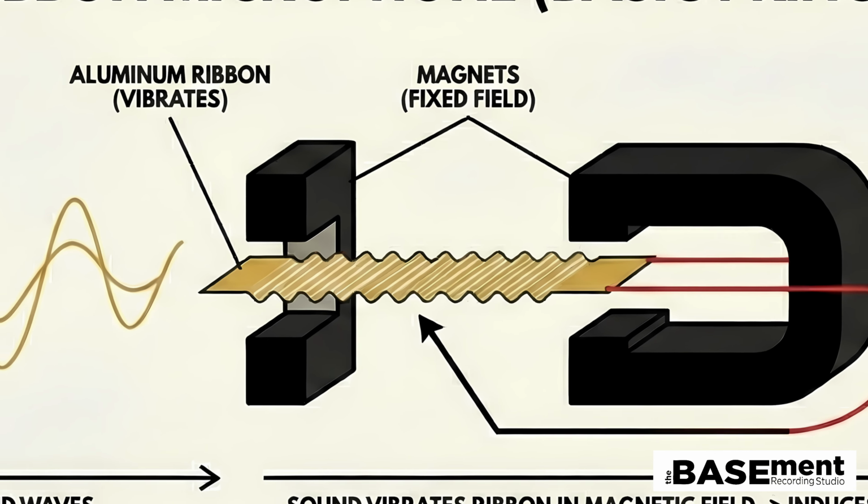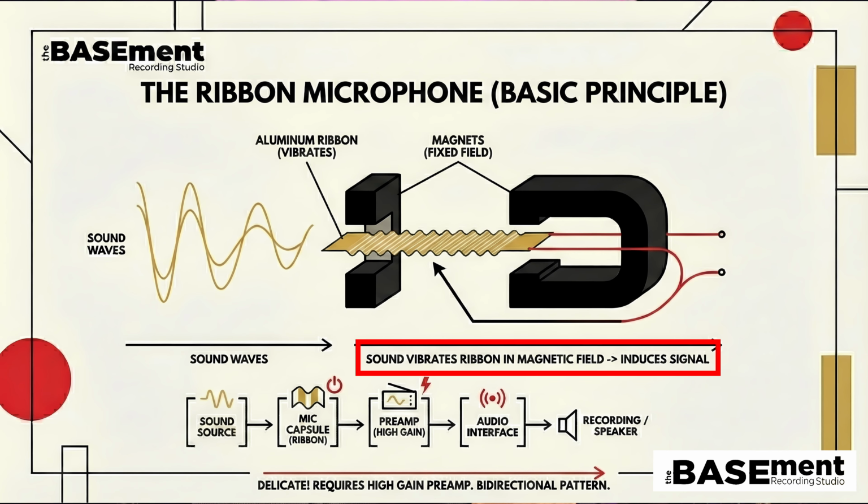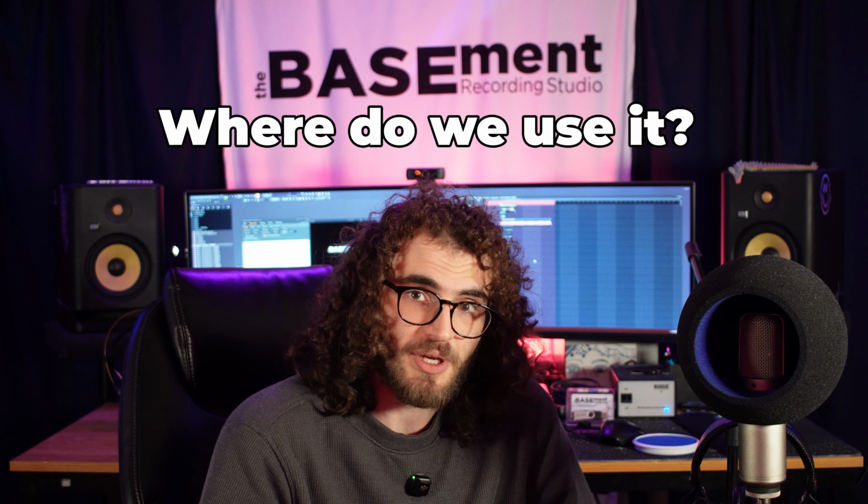And so as you speak, this magnetic field changes, and the changes in the magnetic field get turned into electrical energy, which gets turned into a wave, and waves are sound. And that concludes how a ribbon microphone works. What are they good for, you may be asking?